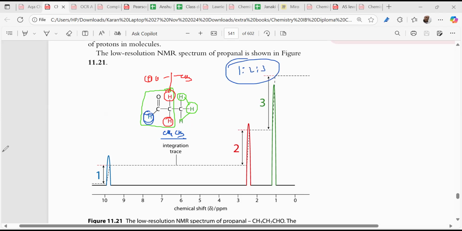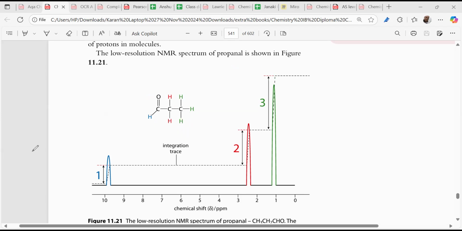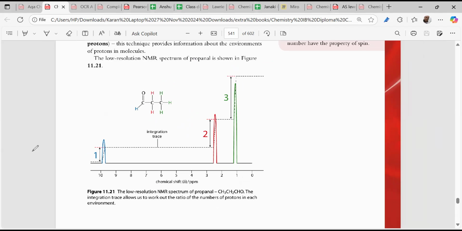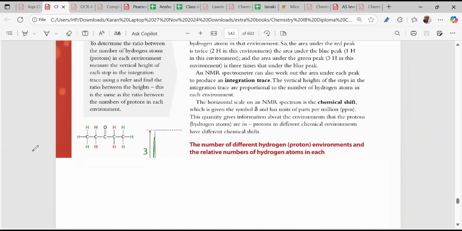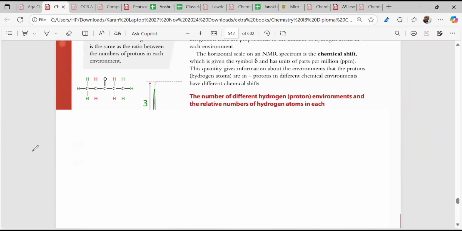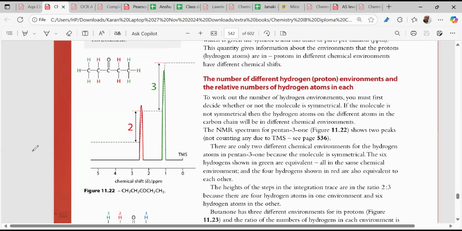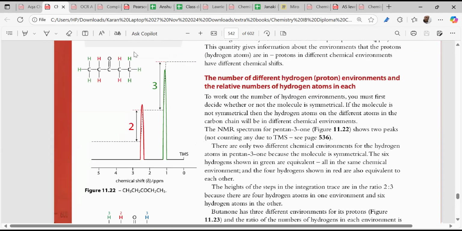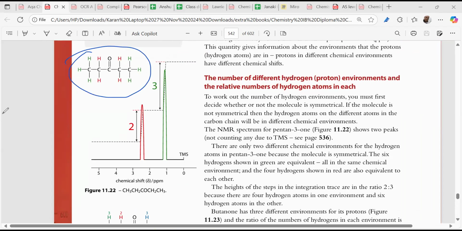This is clear. Now move to the next part, the splitting pattern, sorry, the other examples. If you have a symmetrical molecule, you have to know this part. It is a very important part for understanding that if you have a symmetrical molecule, then there will be the same hydrogen environment in the other carbons, right? This is symmetrical, right? Same hydrogen environment in the other carbons.